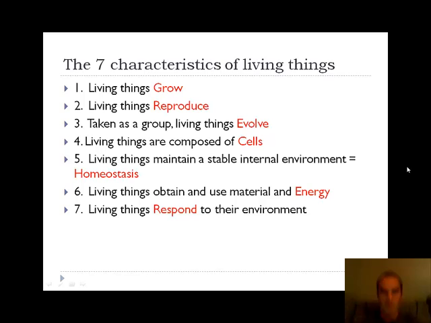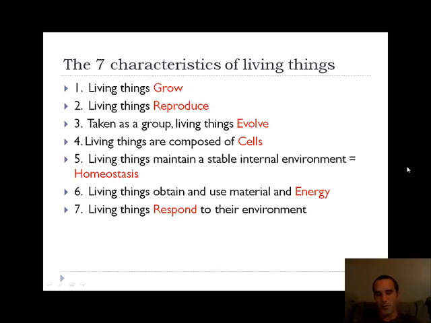Living things grow, they reproduce. If you take them as a group, living things evolve. They're composed of cells. They maintain a stable internal environment. The word for that stable internal environment is homeostasis. They obtain and use material and energy, and living things respond.